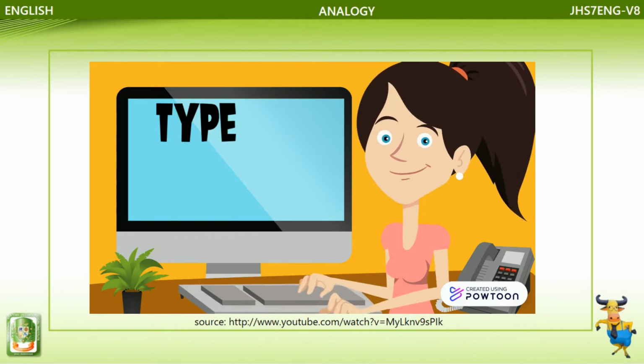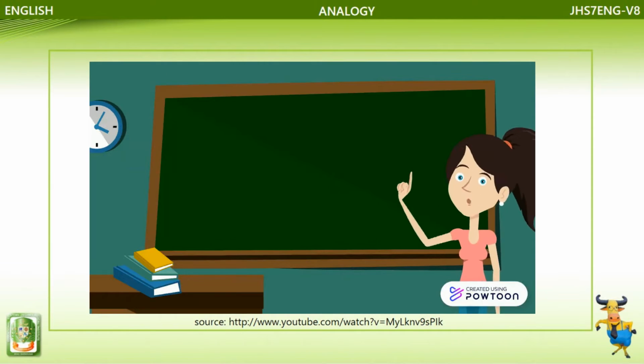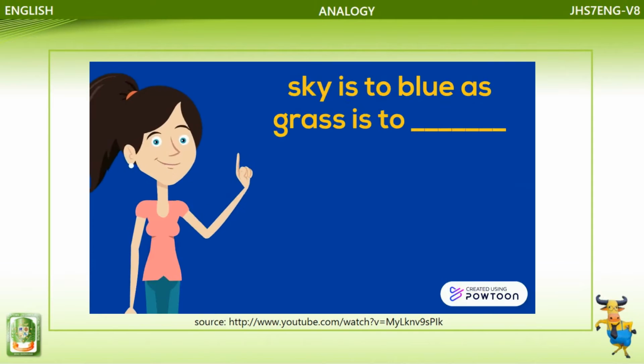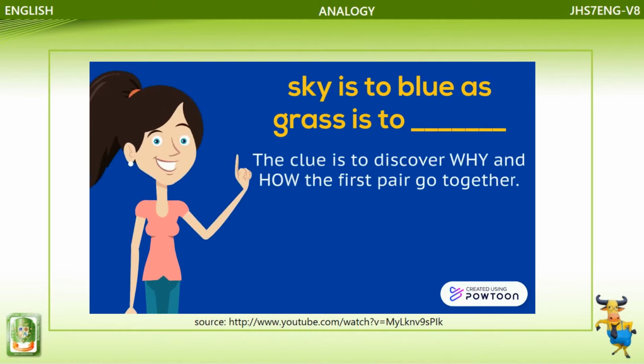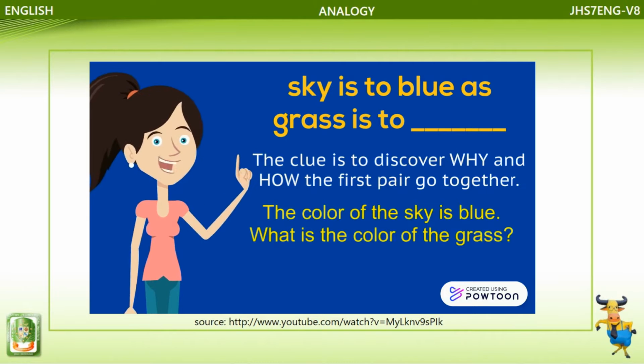Today, we will study the different types of analogy. Analogy shows similarities, or things in common, between a pair of words. Example, sky is to blue, as grass is to. The clue is to discover why and how the first pair go together. The color of the sky is blue. What is the color of the grass? The color of the grass is green. So the answer is, sky is to blue, as grass is to green.